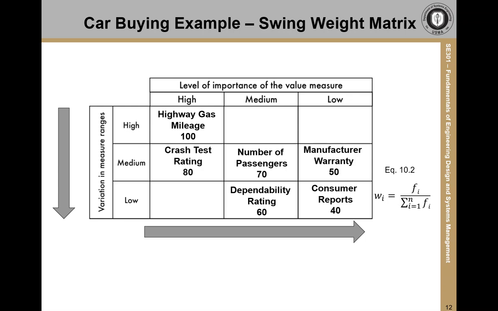In this example, we go from 100 for highway gas mileage, and then you can see we go all the way down. The lowest swing weight we give is a swing weight of 40, which we give to Consumer Reports. Okay, and we have other swing weights assigned to each of our value measures. One value measure receives 1 swing weight, and then we'll use this equation over on the right to determine our actual weights. So we'll take an individual weight and divide it by the sum of all weights, and that will give us our W sub i using equation 10.2 from the text.